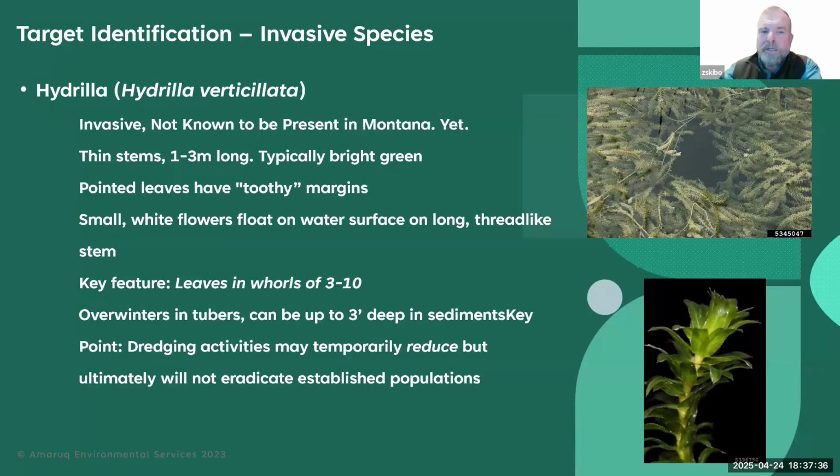So if you recall, we talked about Elodea always has 3 leaves. Hydrilla can have 3, but sometimes it has more. So as you look down that stem, that's another way to key it out.